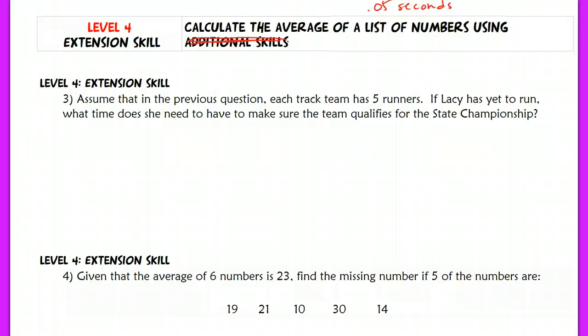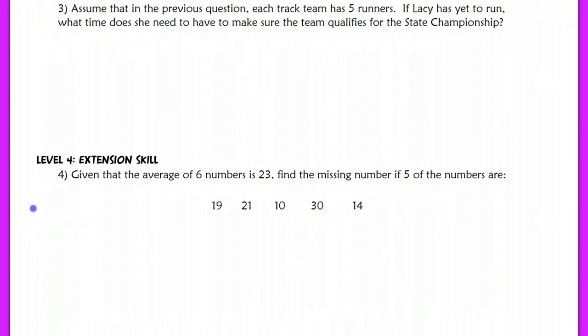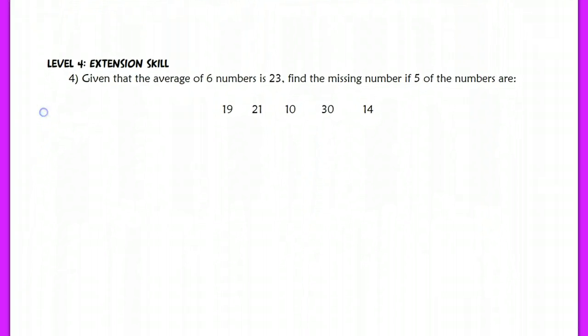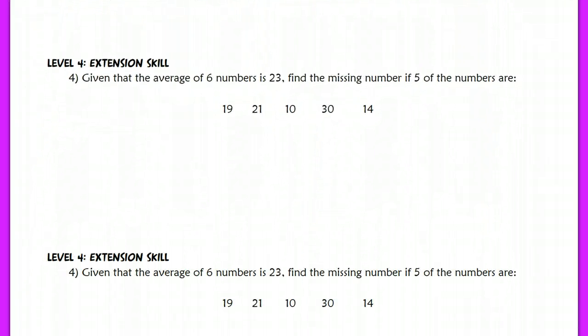Now, I'm actually going to come back to this question because I want to do an easier problem before we get to this word problem, but I just wanted to show you what that extension could look like based off of other problems. Now, this is the same type of skill, but it's a little bit more straightforward. It just says, given that the average of 6 numbers is 23, find the missing number if 5 of the numbers appear below. So here are 5 numbers only. So I'm missing the 6th number, but I do know that the average is 23.